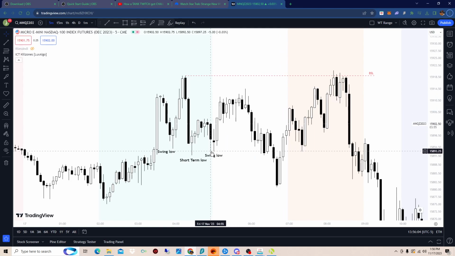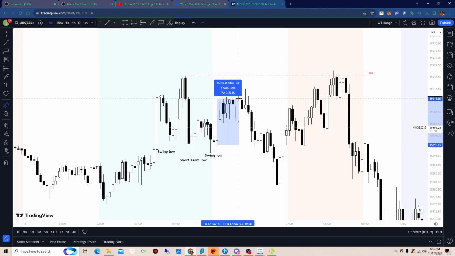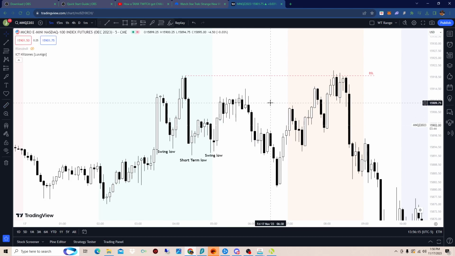If this is 5-minute candles, that means that after this swing low has been formed right here, before getting rejected, it's been there for around an hour. So there's definitely people who have entered into a position and placed their stop below the swing low or the short-term low, and you can find both of these to be entries.